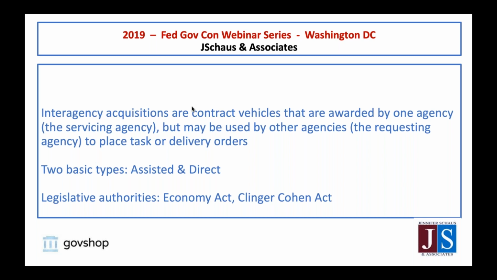Legislative authority that enables interagency acquisition goes all the way back to the Economy Act. The Clinger-Cohen Act came a little bit later and authorized GWACs as a way to help federal agencies buy IT software products more effectively. So those are the two legislative authorities. Not real much need for you to know that.